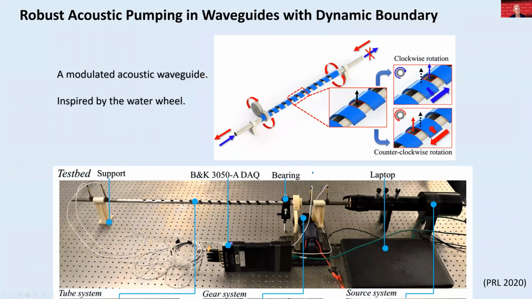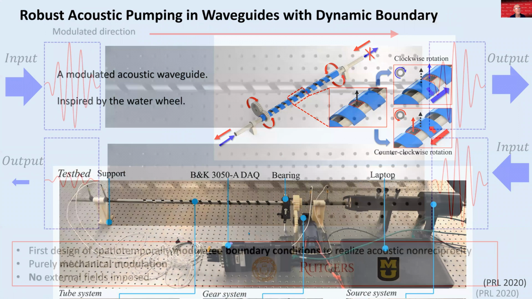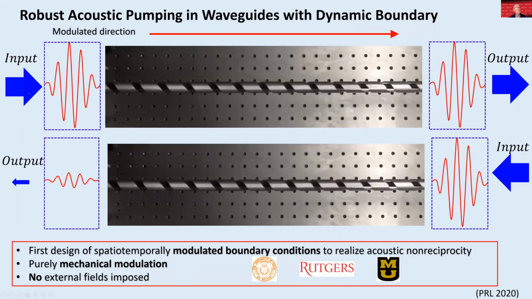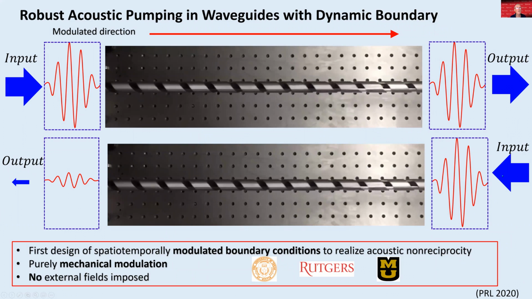Another way to demonstrate mechanical non-reciprocity is by spatiotemporal modulation. In this case, a system inspired by the water wheel. It's a tube with grooves that are helical, and when the tube is rotated, it introduces a spatiotemporal modulation. This is the setup here showing the tube, microphone, and measurement system. Here we have the tube rotating with a wave incident from the left versus a wave incident from the right. In one case.